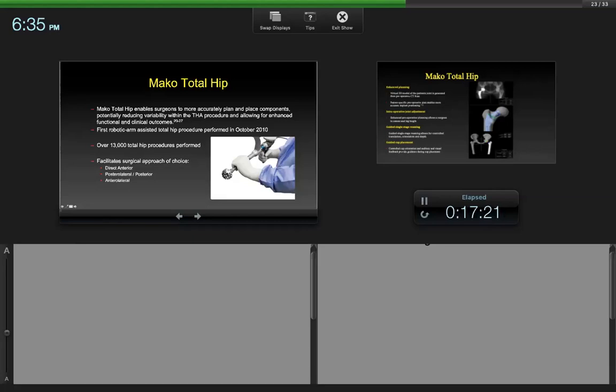And like I said, it's been around since 2010 for the hip replacement, so we're coming up on the 10-year mark, and it's just been an absolute game changer as far as being able to go to bed at night knowing you did the very, very best procedure you could for your patients.